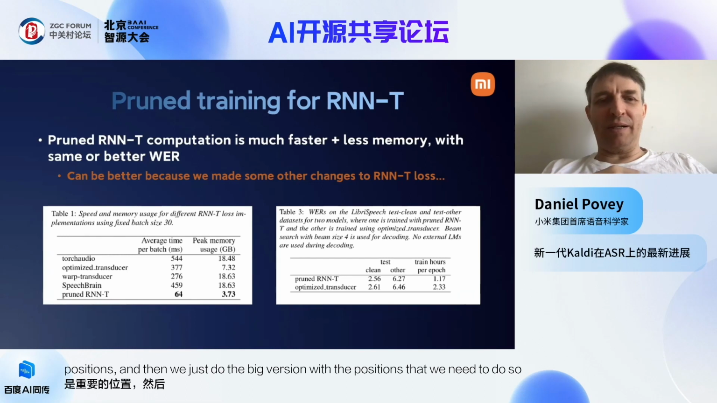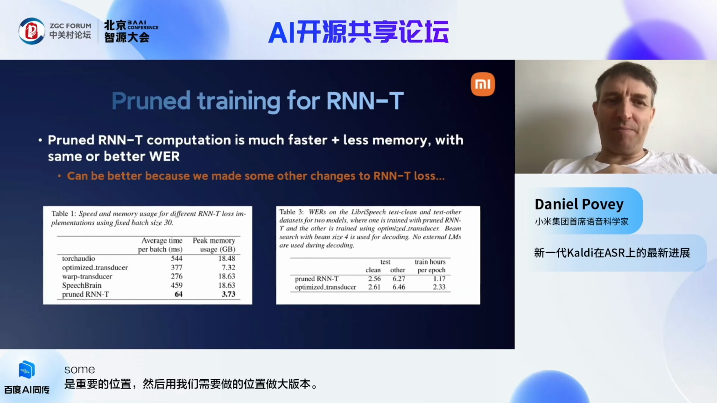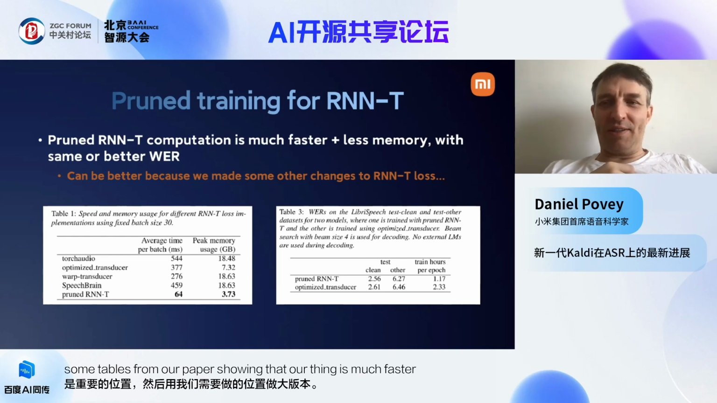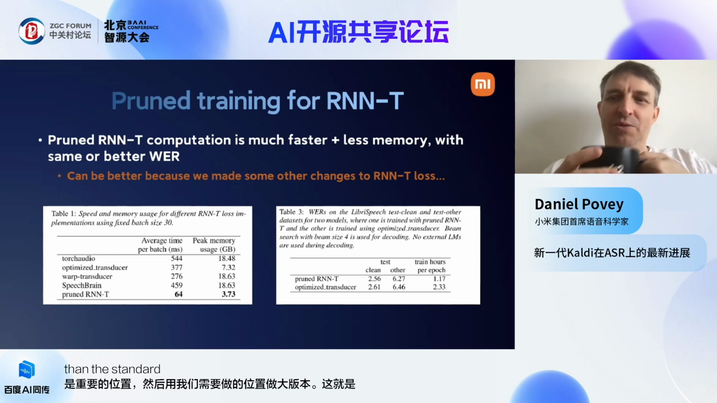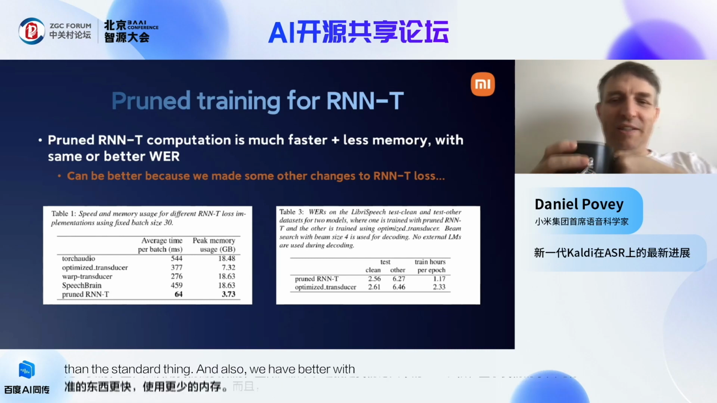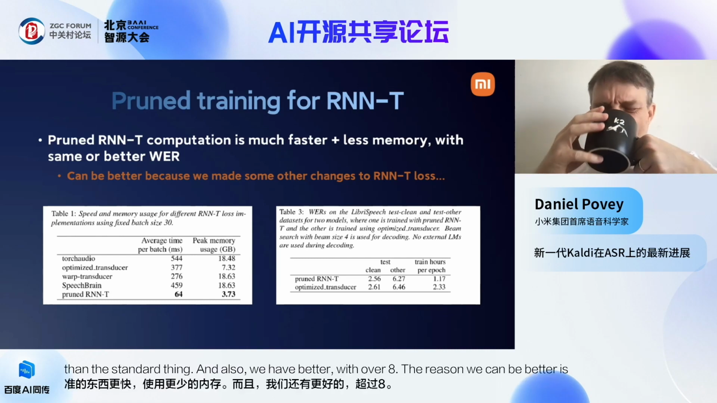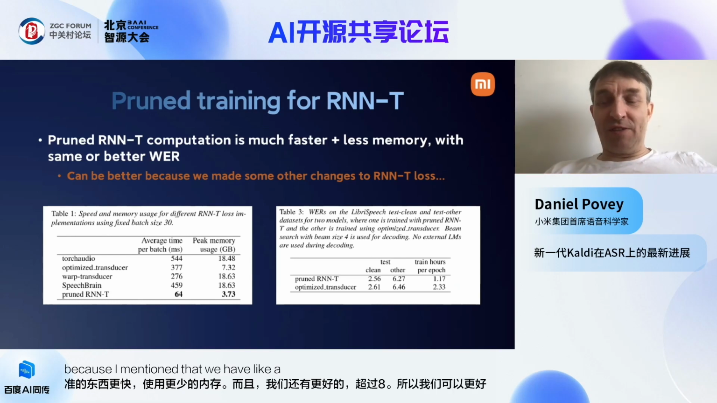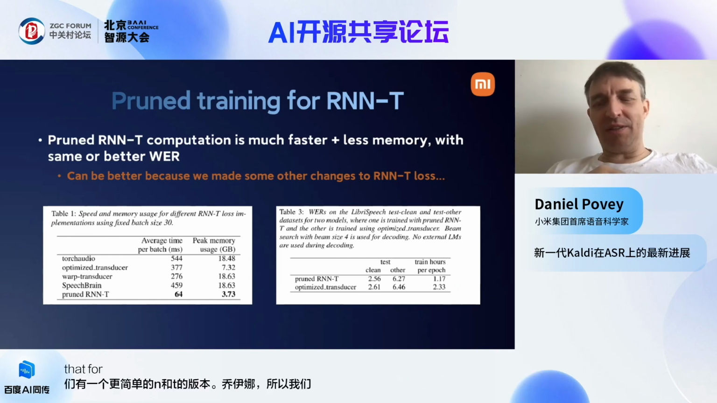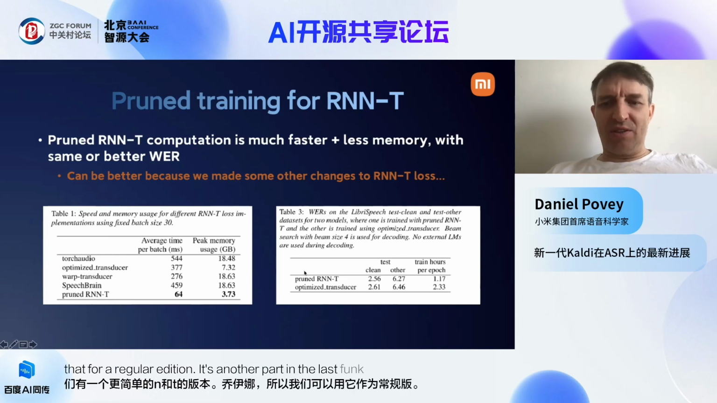So this is some tables from our paper showing that our thing is much faster and uses a lot less memory than the standard thing. And also we have better word error rate. The reason we can be better is because I mentioned that we have a simpler version of the RNN-T joiner. So we can use that for regularization. It's another part in the loss function. So the word error rates get a little bit better.